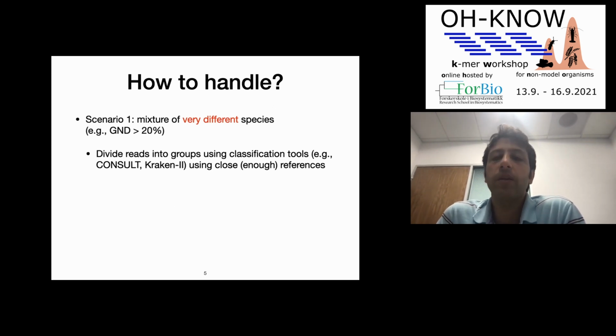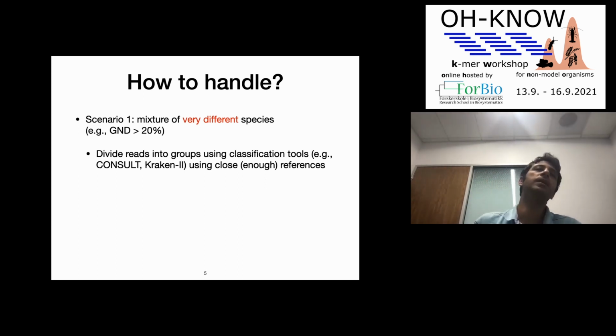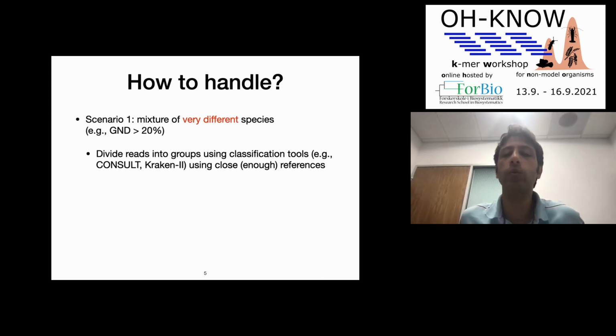One scenario, at a very high level, is when you have a mixture of very different species. When I say very different, I mean something like distance of about 20% or more, or maybe even 10% or more, somewhere around there. It's different for different organisms, but think of species that are not members of the same genus, for example. Those are almost always less than 20% divergence.